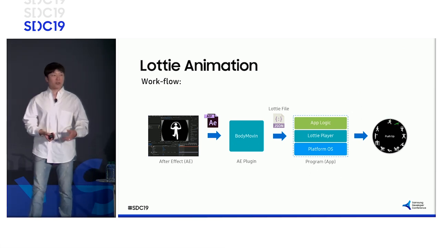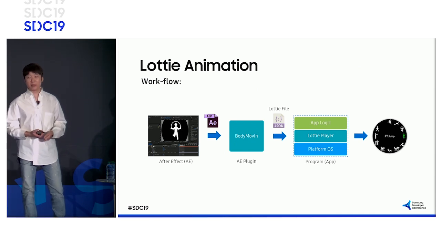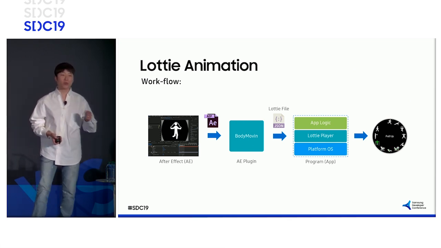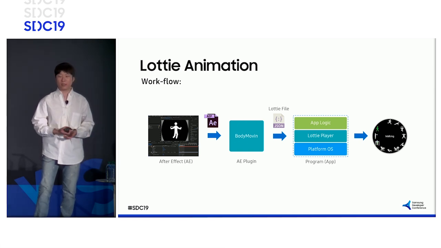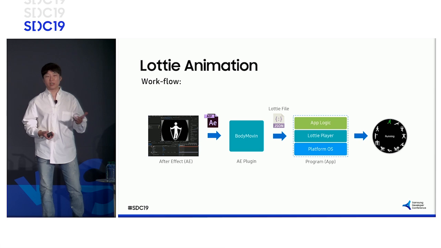Then, let's have a look at more details of Lottie Animation. This page shows an abstracted workflow of Lottie usage. Firstly, after designers finish the design in After Effects, they can export the animation source data using the Bodymovin plugin of After Effects. Bodymovin translates the After Effects internal animation source data to a specified structure of data in JSON format, and we can call this a Lottie file.